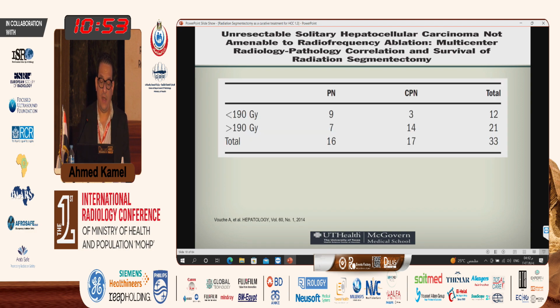They also did some dissection of the patients and found that those who received a dose of more than 190 grays had almost complete pathologic necrosis compared to those who received less than 190, and that was statistically significant. In other words, they were trying to advocate for giving patients at least more than 190.